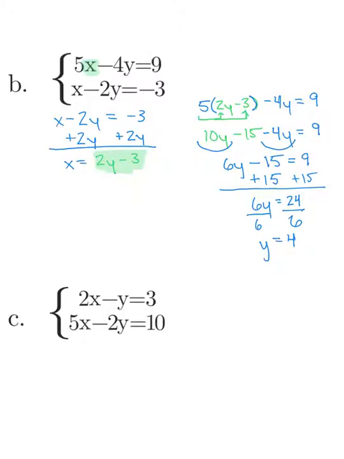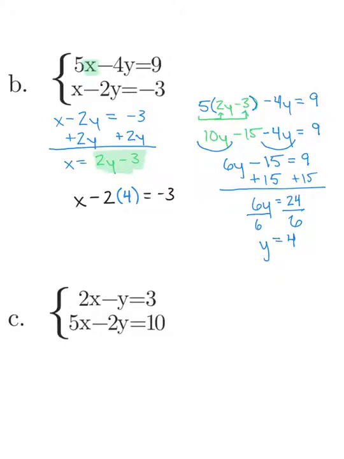I still need to find x. So I'm going to take this and plug it back into an original equation. I'm going to go with the second one. So if we plug this into the second equation, we get x minus 2 times 4 equals negative 3.